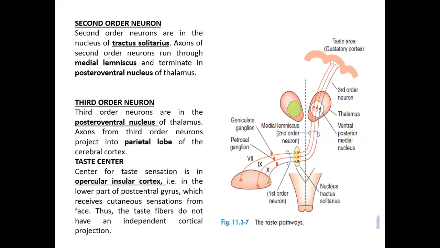Axons from the third order neurons project into the parietal lobe of the cerebral cortex. The center for taste sensation is the orbital insular cortex. Don't forget, the orbital insular cortex is where we have taste sensation. Those are the taste centers, in the lower part of the postcentral gyrus, which receives cutaneous sensation from the face. Thus the taste fibers do not have an independent cortical projection. They rely on other fibers.